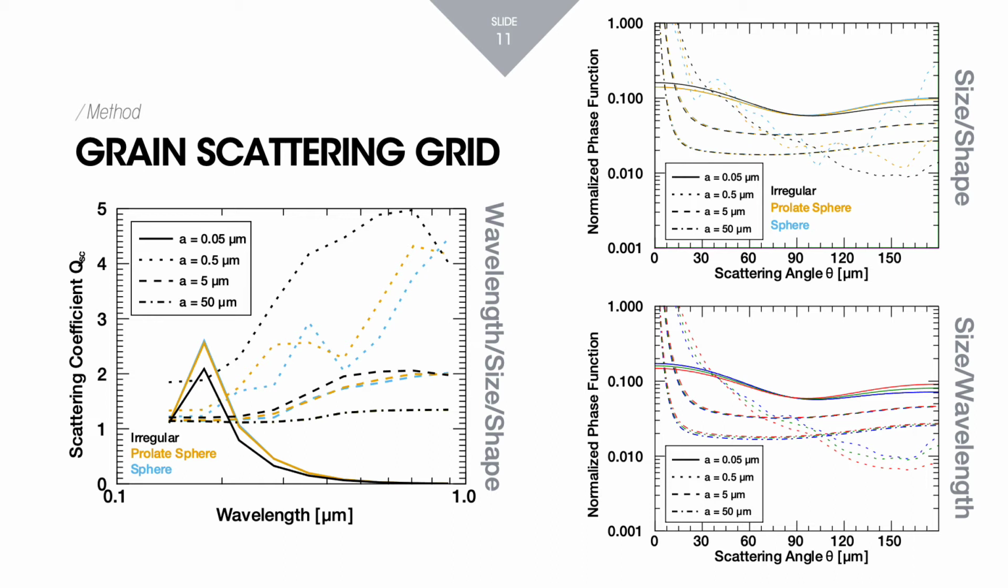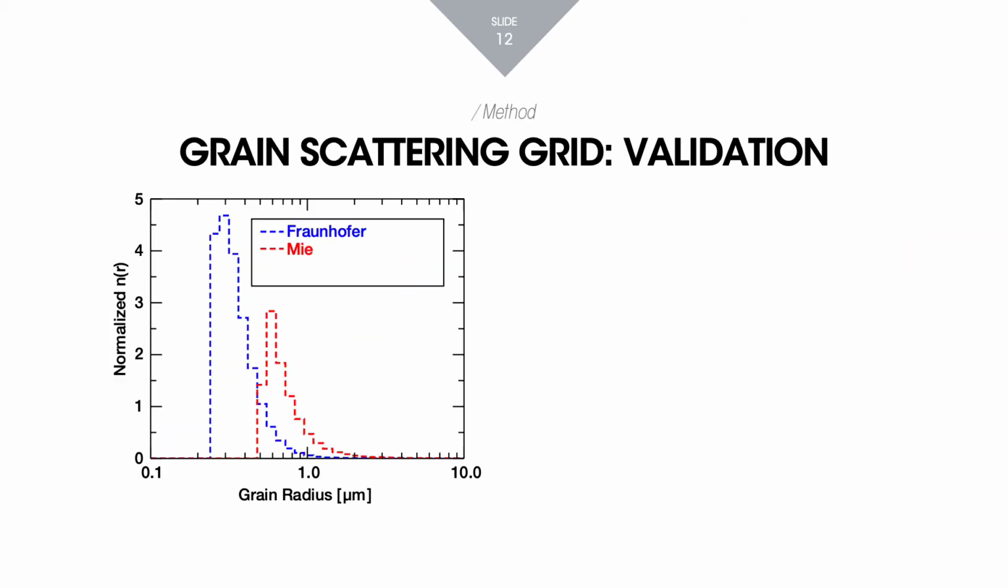The grid was validated against lab measurements of size distribution and scattering phase function for a JSC-1A lunar simulant sample in work conducted by Escobar-Cerezo et al. 2018. Here, in the plot on the left, we have results for size measurement and the derived size distribution.